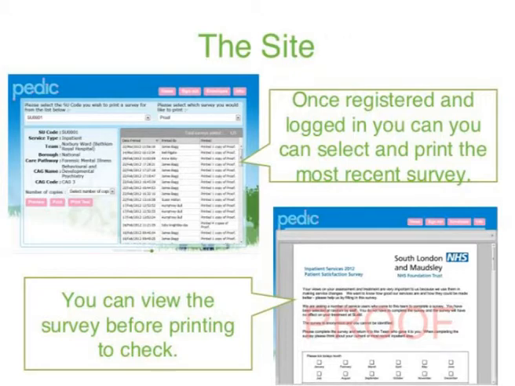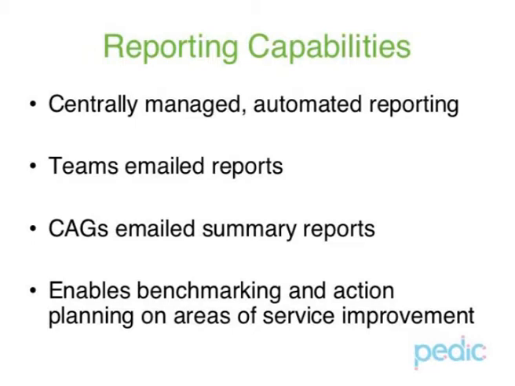Thank you, Humphrey. The reporting capabilities are basically a summary of what we've just seen and listened to. What does Pedic 2 provide for us now? Well, it's centrally managed, automated reporting. Reports are emailed to all teams. The CAG executive or appropriate staff in the CAGs will receive summary reports, and this enables benchmarking and action planning on areas of service improvement. Nearly done, and I'm now going to hand you back to Susan.